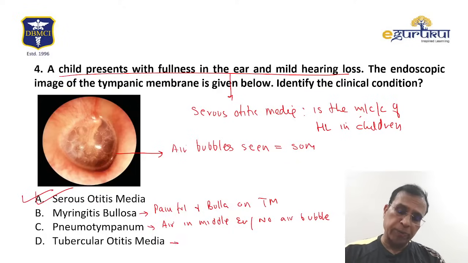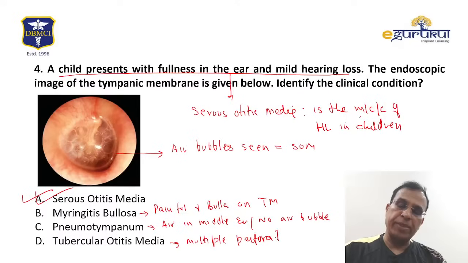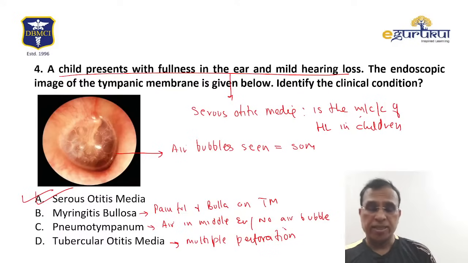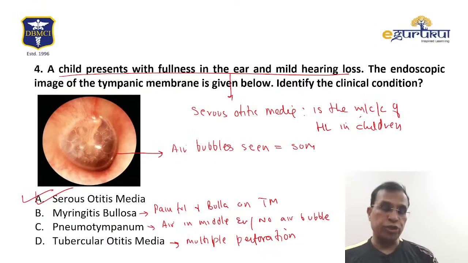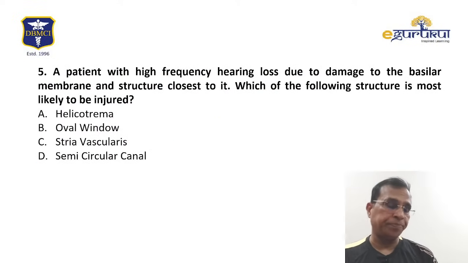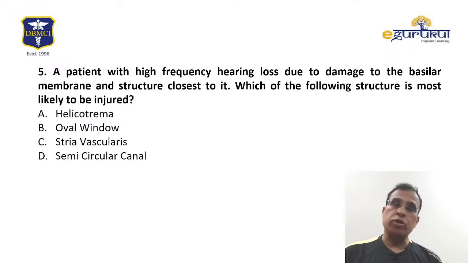In tubercular otitis media, there are multiple perforations. The tympanic membrane is never intact like in this case in tuberculosis. So straight away it is serous otitis media. So simple question, no problems. Next one, question number 5.